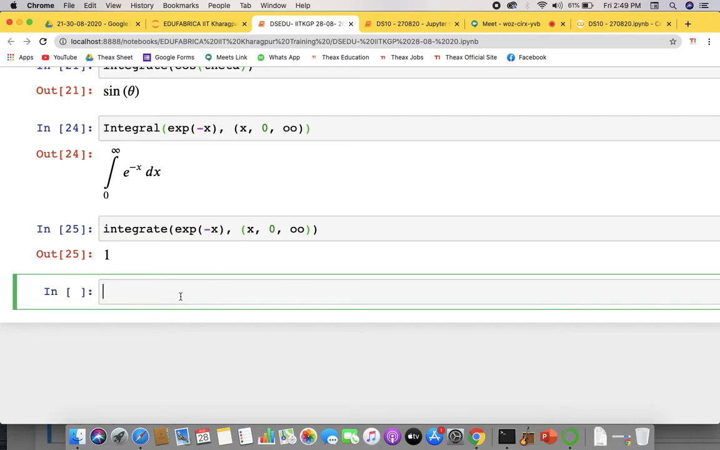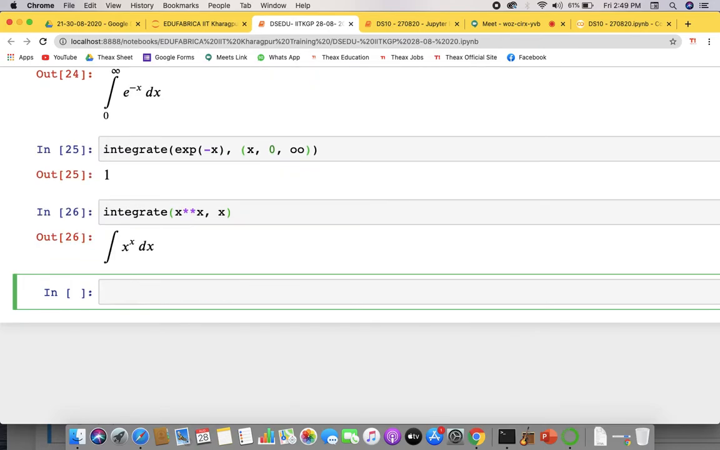If I write the integration, integrate x to the power of x with respect to x, what is the value? So integrate x to the power of x with respect to x. So you can define various problems, right? What is the integration of log x squared, and like several questions will be there. Okay, fine. So you can apply accordingly.